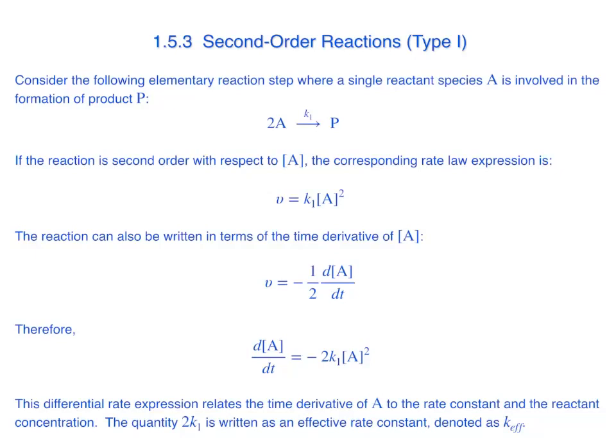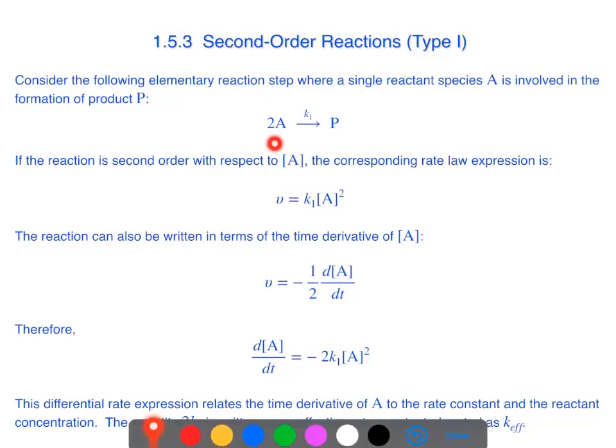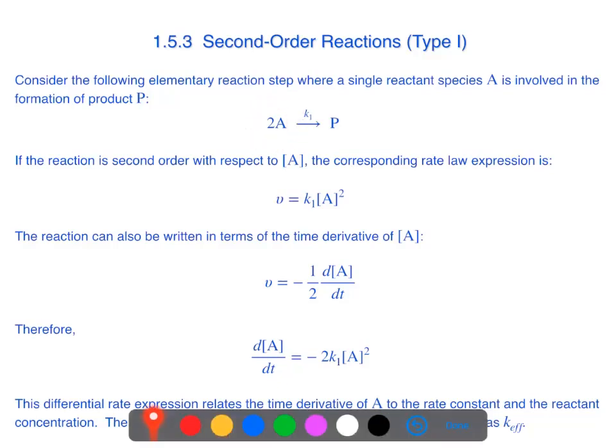In this video, we're going to cover section 1.5.3, second order reactions, type 1. Let's consider the following elementary reaction step, where a single reactant species A is involved in the formation of a product P. Note that we have two molecules of A reacting to give us this product P.